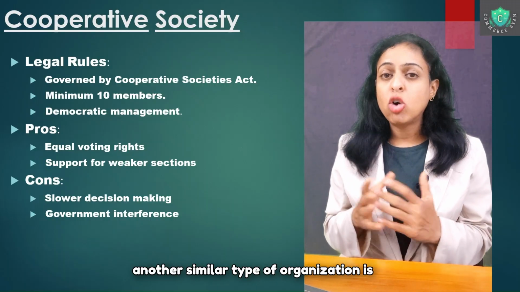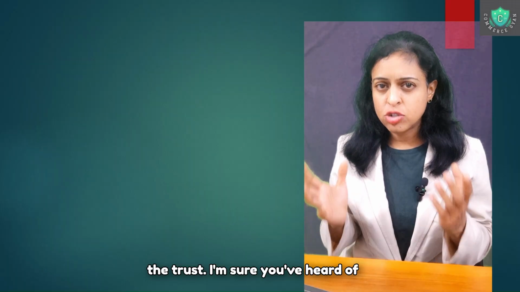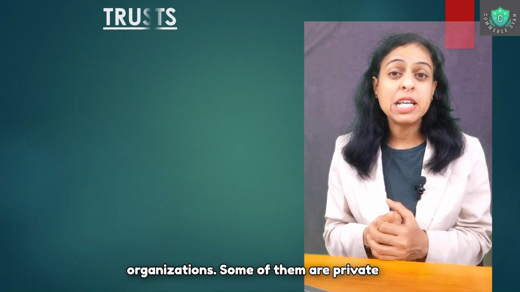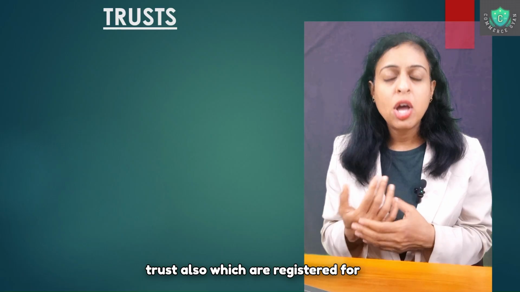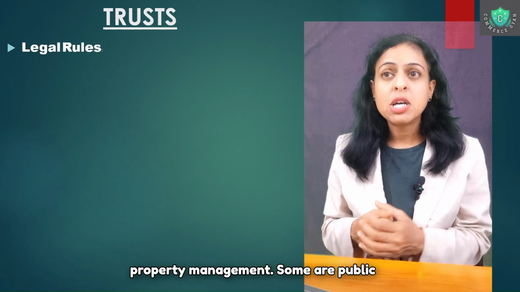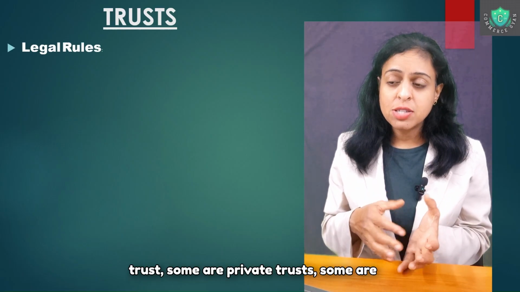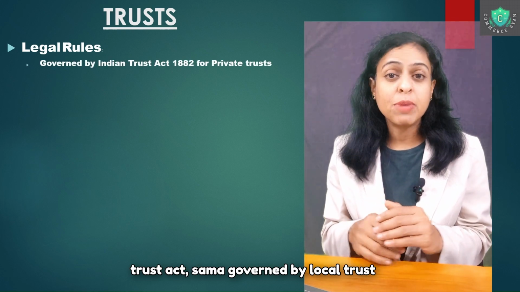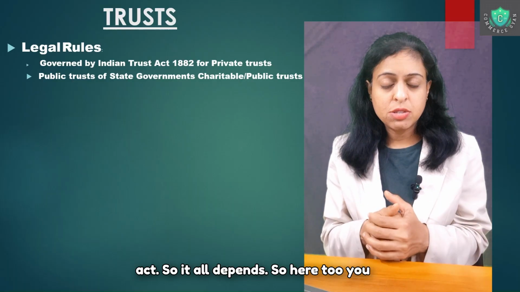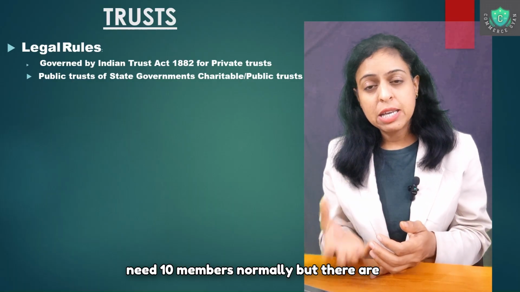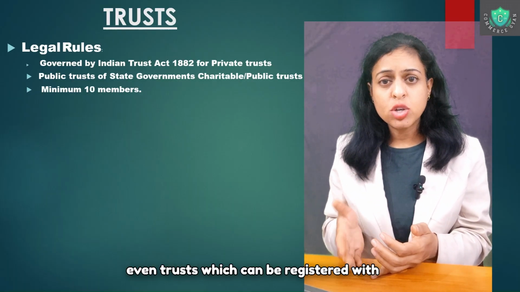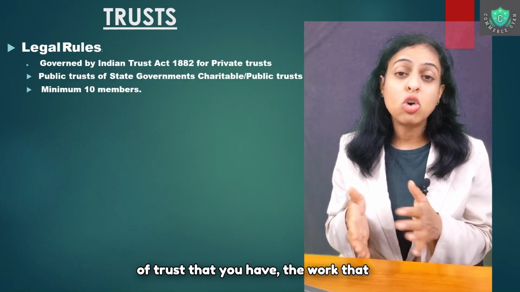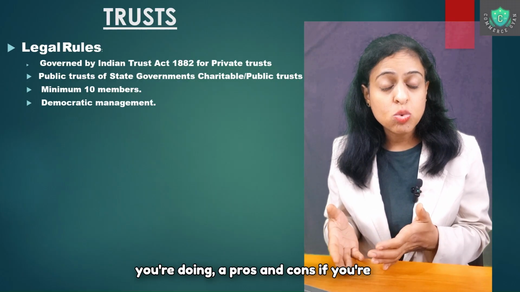Another similar type of organization is the trusts. I'm sure you have heard of trusts, which are the charitable organizations. Some of them are private trusts also, which are registered for property management. Some are public trusts, some are private trusts, some are trusts which are governed by the Indian Trust Act, some are governed by Local Trust Act. So it all depends. So here too, you need 10 members normally, but there are even trusts which can be registered with lesser memberships depending on the type of trust that you have, the work that you're doing.